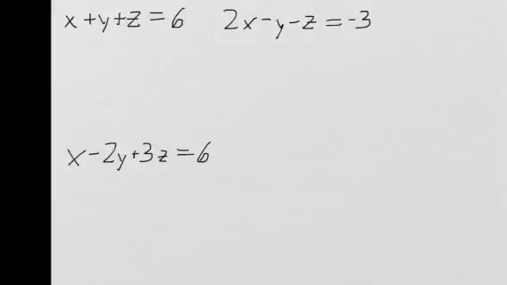one equation to solve for one variable. So I'm going to solve the one on the bottom here for x. So I'll subtract 3z from both sides and add 2y to both sides. I get x equals 6 plus 2y minus 3z. So I can now make that substitution into the other two equations.